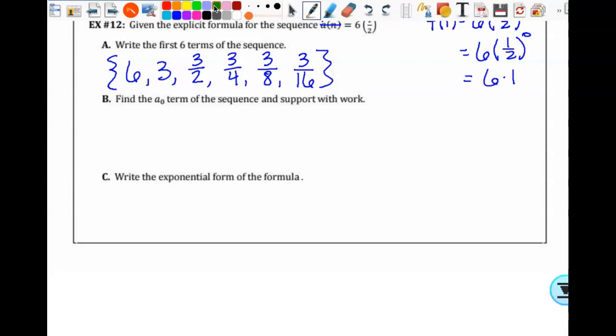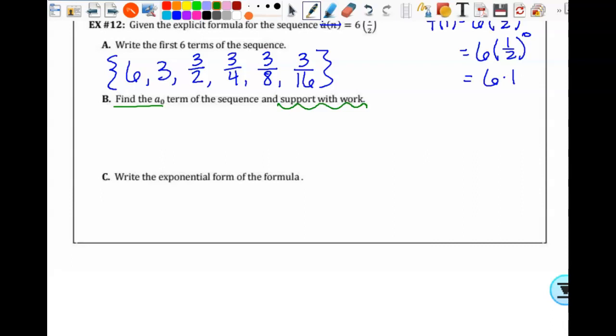We were doing that before. This is 1, 2, 3, 4, so what would a sub 0 have to be? 12. Super easy, right? We don't have to do any work, but this says find a sub 0 and it says support with work. So if you just write down a sub 0 equals 12, you are not getting credit. Does that make sense? Because again, nobody cares what you can do in your head.